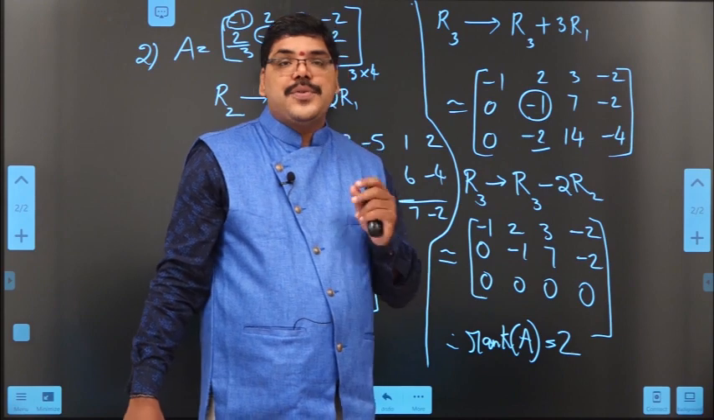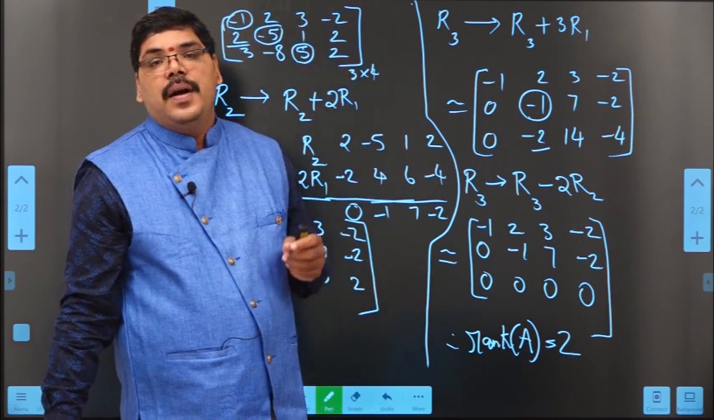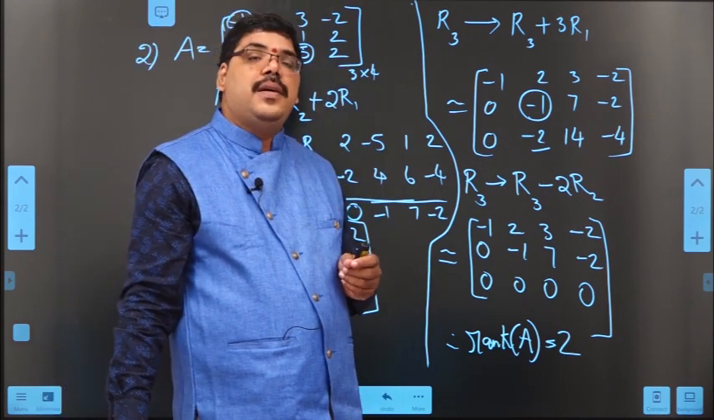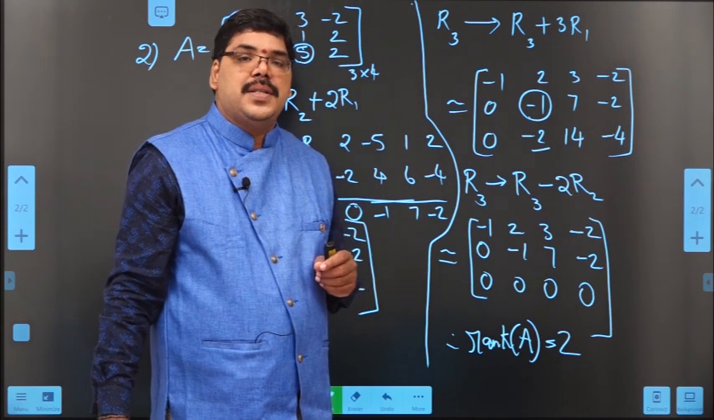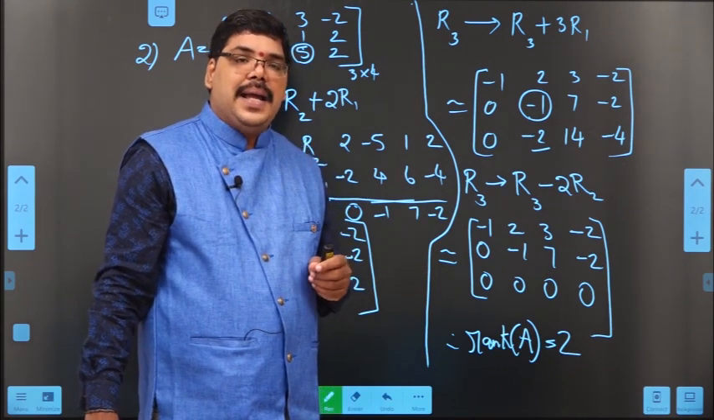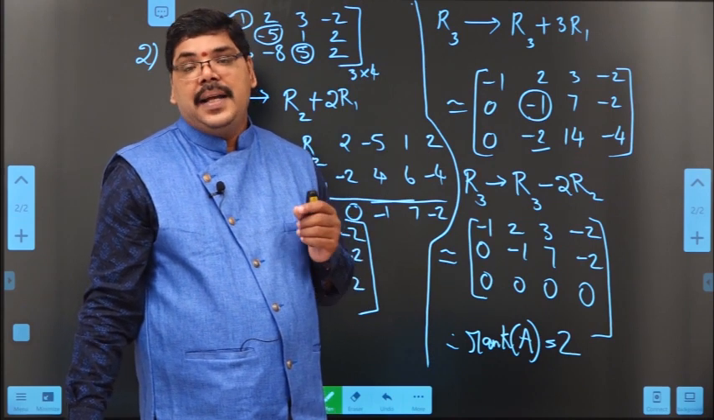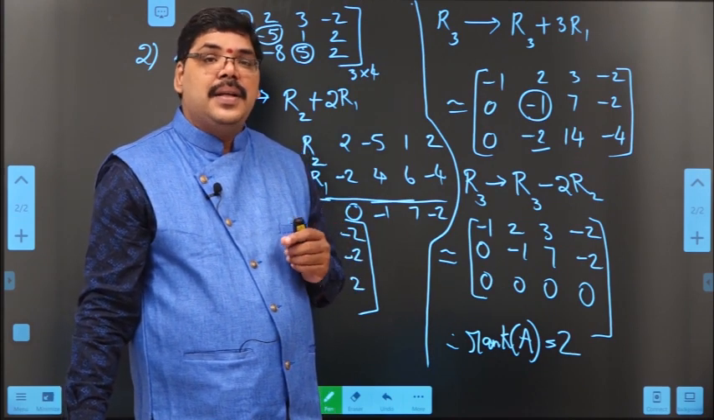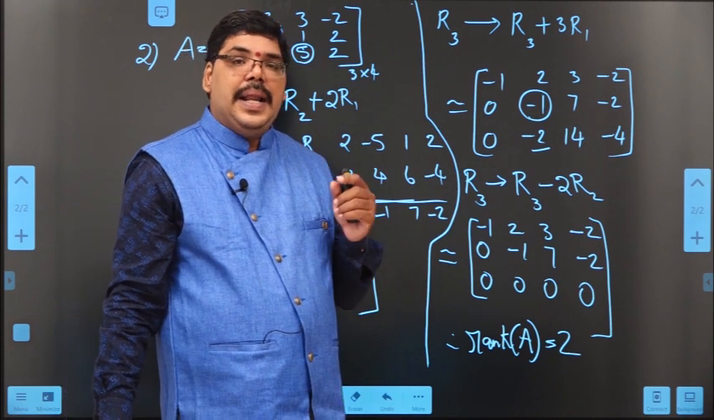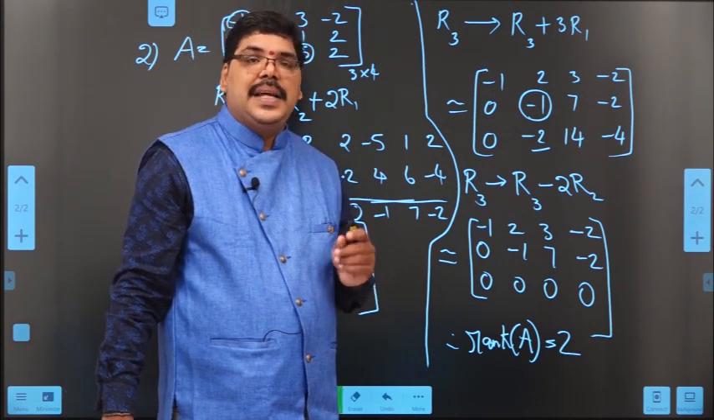So we have solved two problems. We reduced two problems into echelon form using row operations, and we calculated the rank using echelon form. How to calculate rank using echelon form? Rank is nothing but the number of non-zero rows in the echelon form.